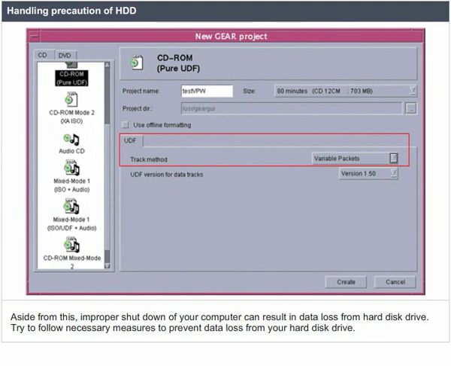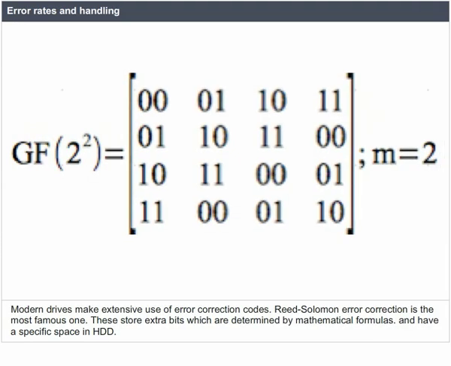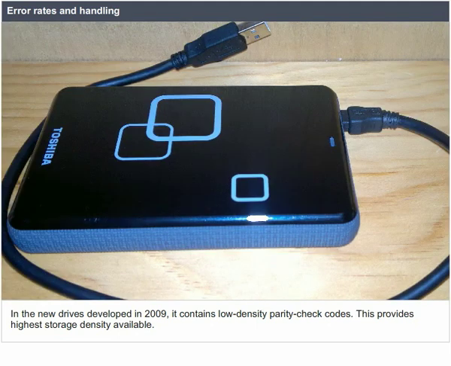Error rates and handling. Modern drives make extensive use of error correction codes. Reed-Solomon error correction is the most famous one. These store extra bits which are determined by mathematical formulas and have a specific space in the HDD. In the new drives developed in 2009, it contains low-density parity check codes. This provides higher storage density.